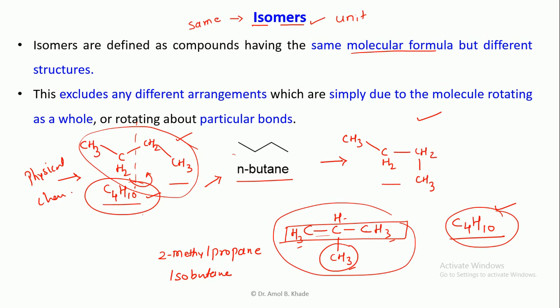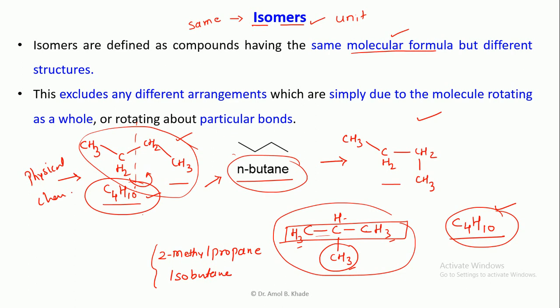Though they have the same molecular formula, the physical and chemical properties of isobutane are totally different from the physical and chemical properties of N-butane. If you talk about the boiling point, N-butane's is comparatively higher than that of isobutane, so we need to take that into consideration. So these are referred to as isomers. Once again we'll revise what isomers are. Isomers are compounds which have the same molecular formula but differ in their structural arrangement.